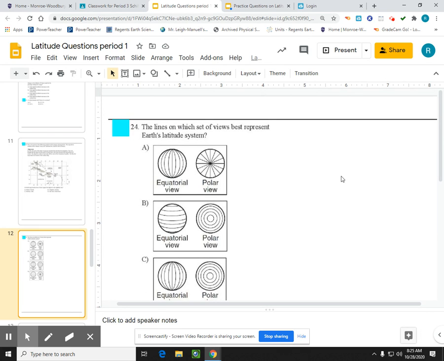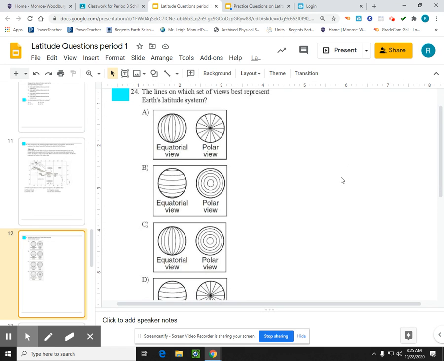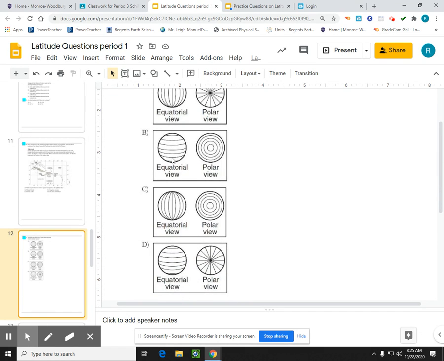Next question. The lines on which set of views best represent the latitude system? So latitude lines appear from the equatorial view, looking at the globe from the side, to go across as parallel lines. But looking from the poles, these lines become circles, so letter B would be the best choice.